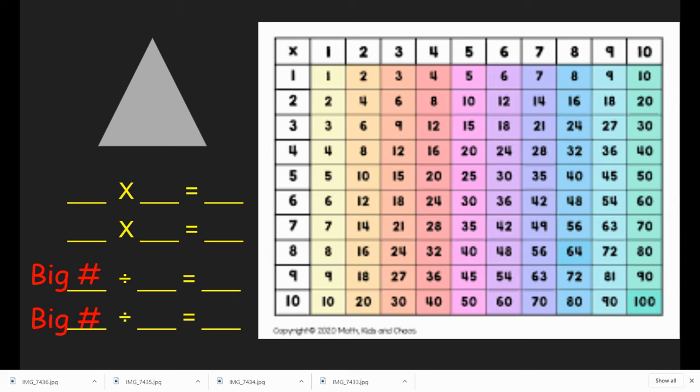So if you forget how you need to do that, it's up on the screen. 2 multiplication sentences and 2 division sentences. Pause the video until you're ready for number 4.